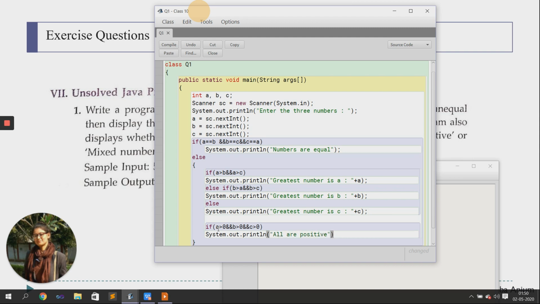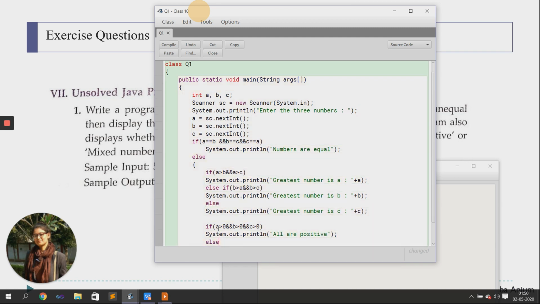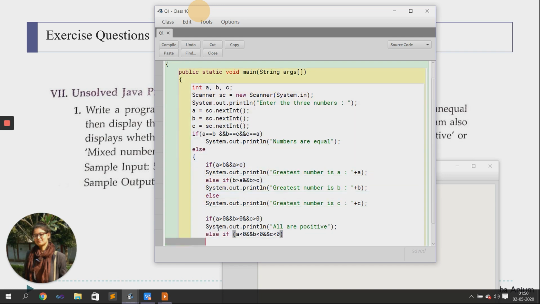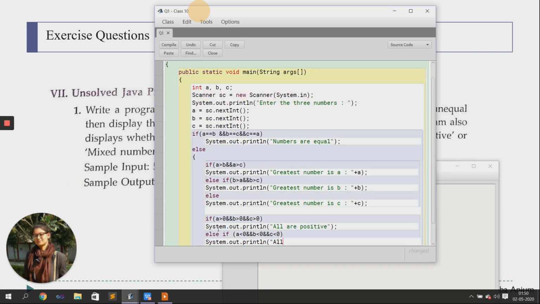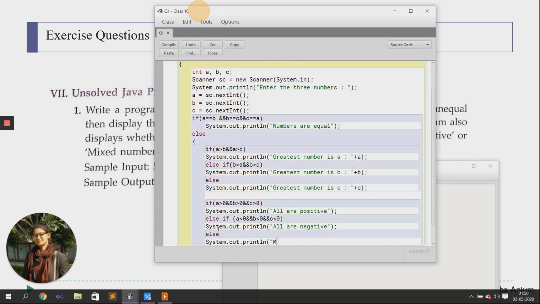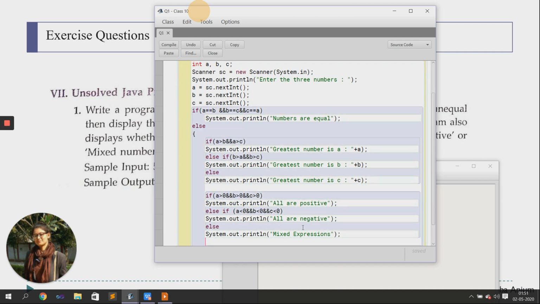Now again see this. Else if a is less than 0 and b is also less than 0 and c is also less than 0, then all are negative numbers. And again with System.out.println we print mixed expressions. So this is about your positive, negative and mixed expressions.